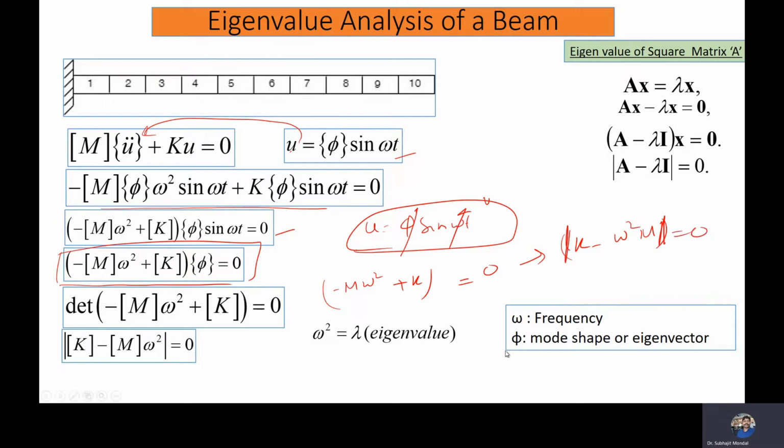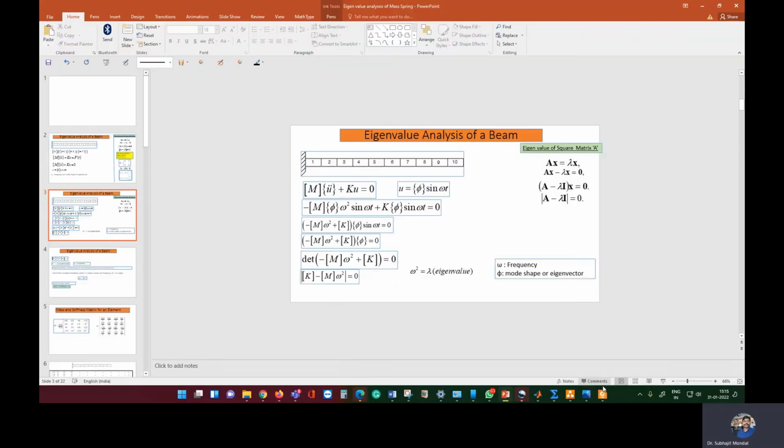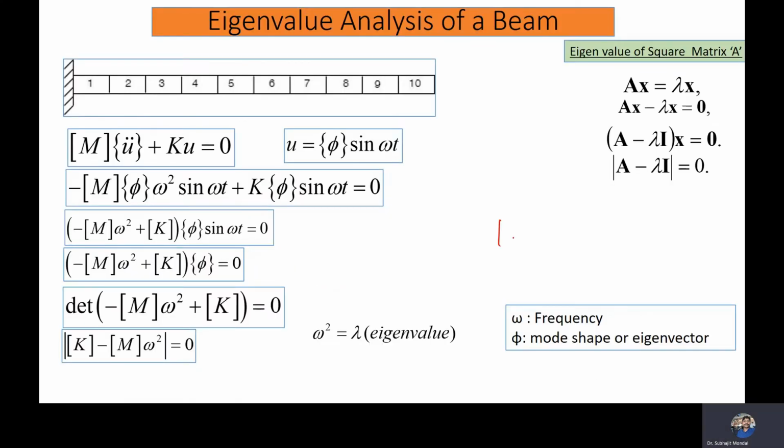Now you can see this equation, the determinant of k minus omega square m equal to 0, is very similar to the eigenvalue solution of a single matrix. If m becomes an identity matrix, it will be the same equation. But normally the mass matrix will not be an identity matrix. So we will try to solve this equation and get the solution.